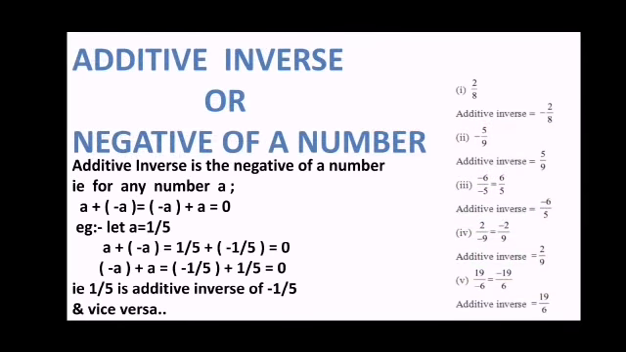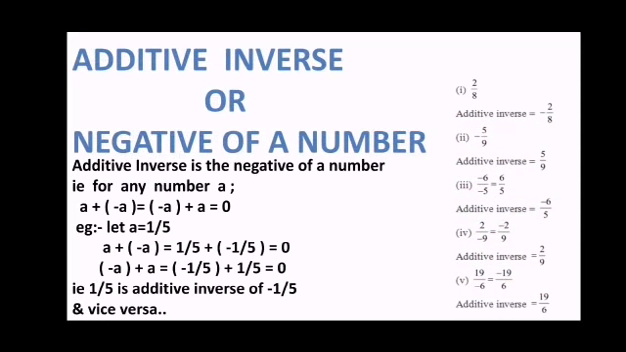Next property, additive inverse, or negative of a number. Additive inverse is the negative of a number. That is, if we take any rational number a, what number should a be added with to get the additive identity 0? So a should be added with minus a, means its negative, to get the additive identity 0. So a plus minus a is equal to minus a plus a equals 0.